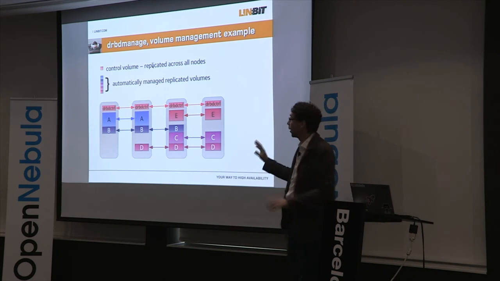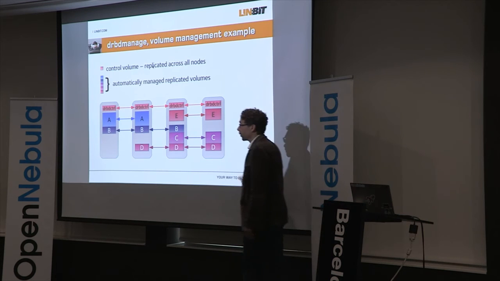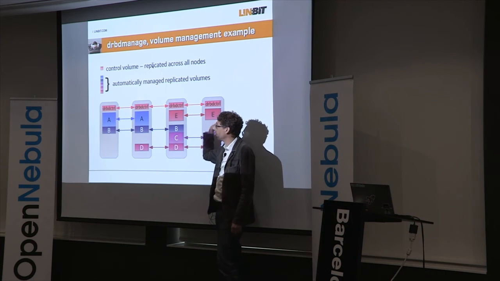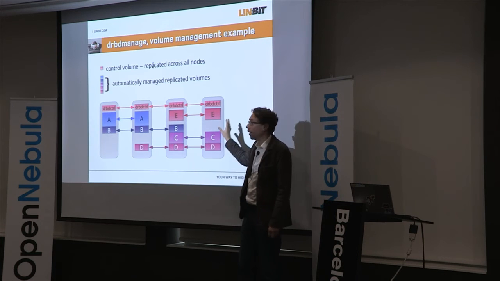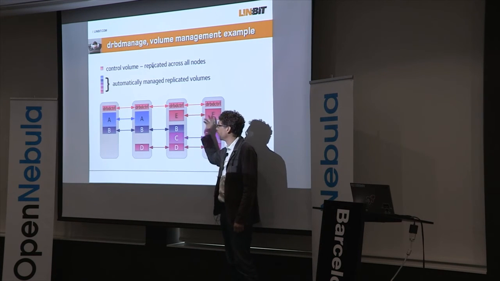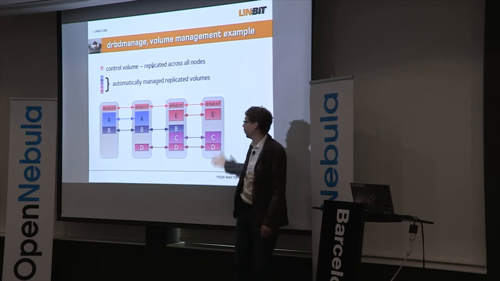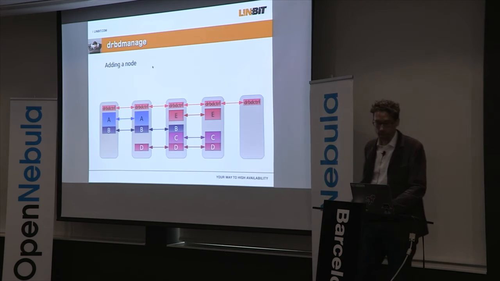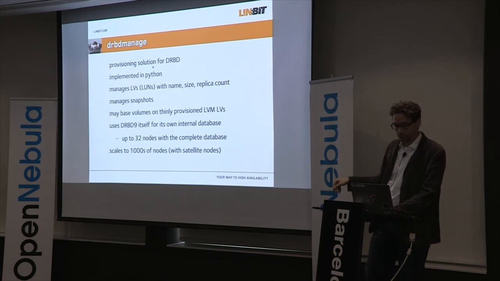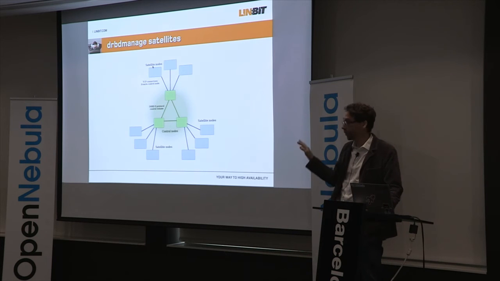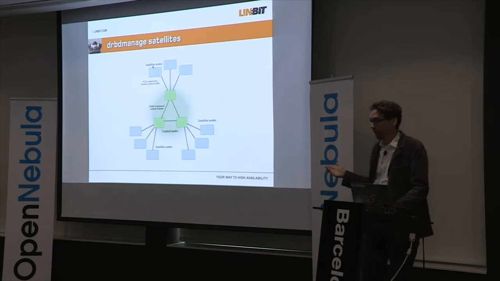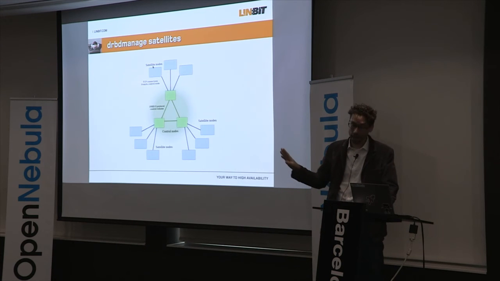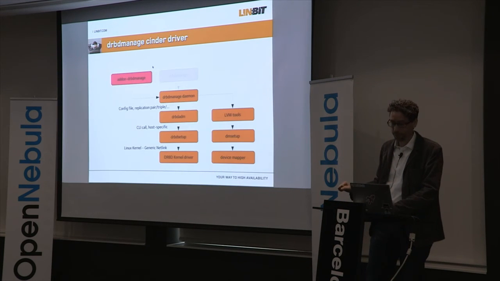This is an example of how that could look on, let's say, 4 nodes. You have this control volume on each of those nodes, and you have your user volumes, usually 2-way replicated. Maybe for some volumes you decide they should be 4-way replicated. You can do a lot of things with that. Our control structure allows scaling the cluster beyond 32 nodes, but I don't have time to go into those details.